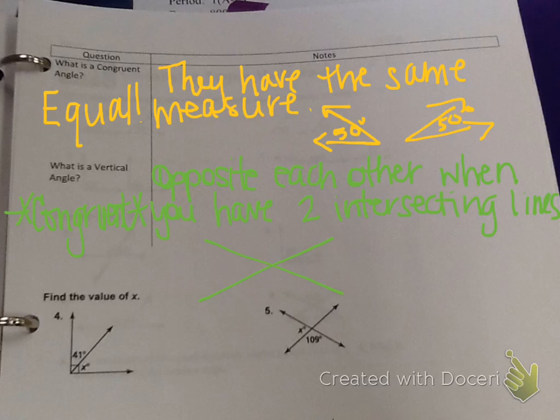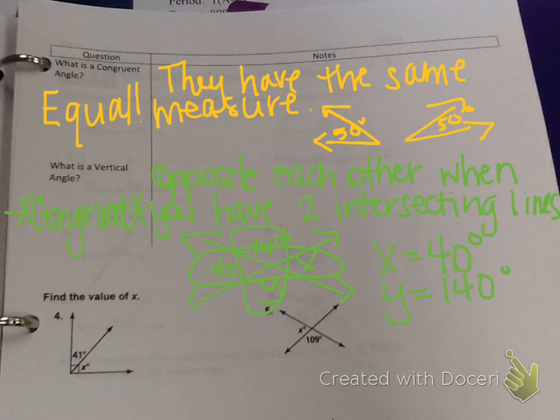So if you have, there's four angles here, and if I label this one 40 degrees and this one 140 degrees, angle X is across from 40, so angle X would be 40 degrees. Angle Y is across from 140, so Y is 140 degrees.